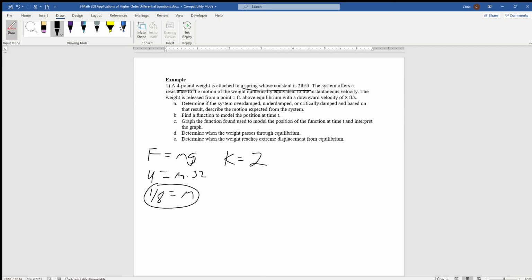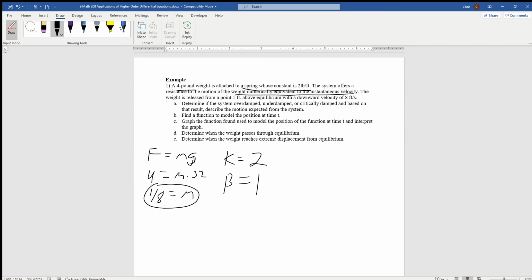And then the system offers a resistance to the motion that's numerically equivalent to the instantaneous velocity. Remember, beta is the coefficient of the instantaneous velocity, dx/dt. So in this case, beta is going to be equal to 1 because it's numerically equivalent. It's a factor of 1, so it's not half, not double, anything like that.